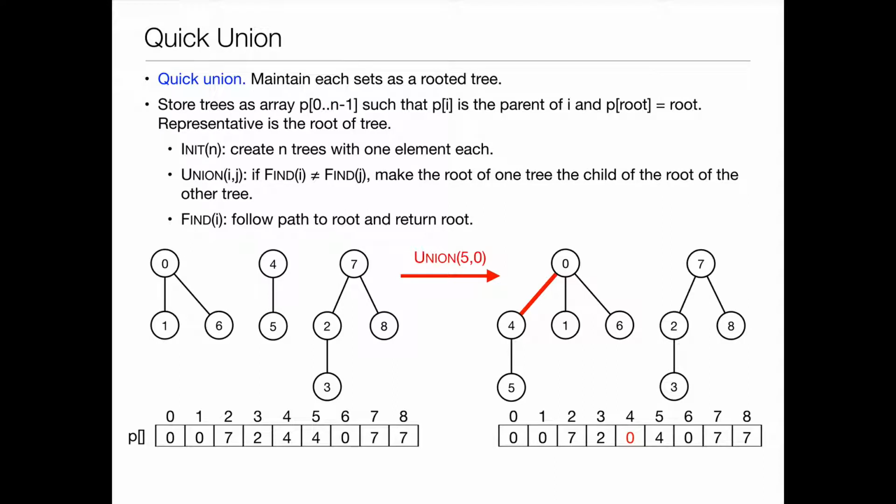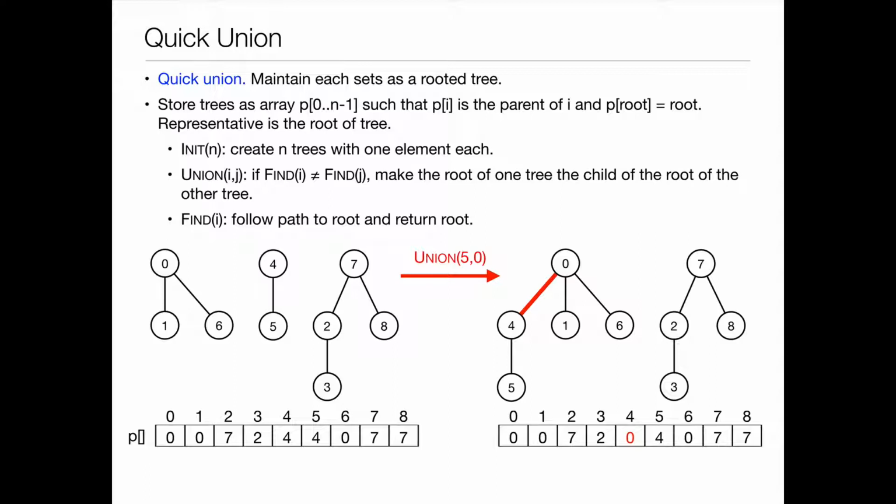The quick union data structure consists of a forest of rooted trees. Each set corresponds to a tree, and the trees are represented by an array P of size n, such that the ith entry in P is the parent of element i. The parent of the root is the root itself, and the representative of the set is the root.